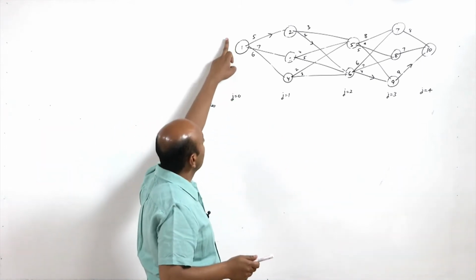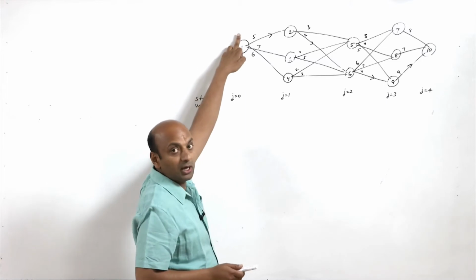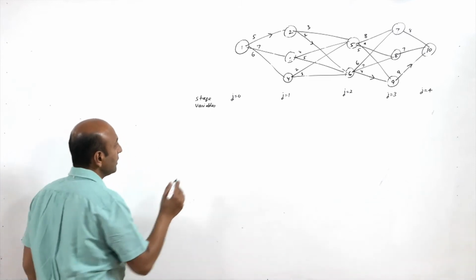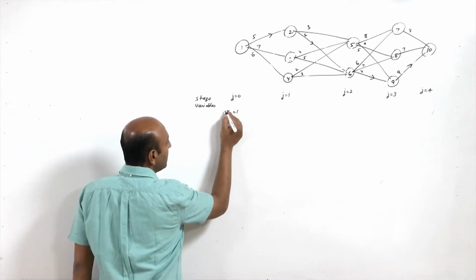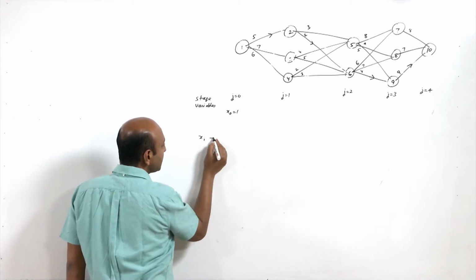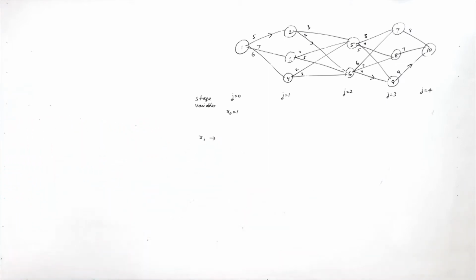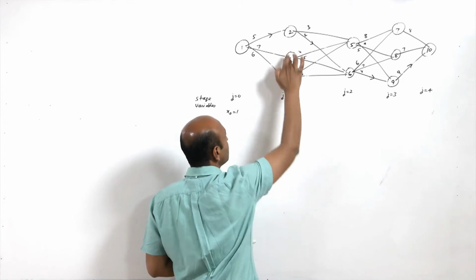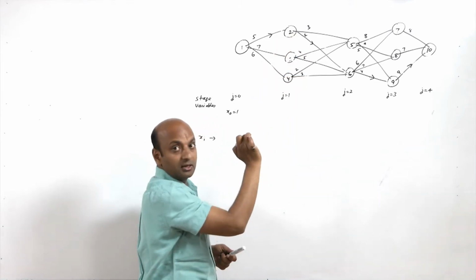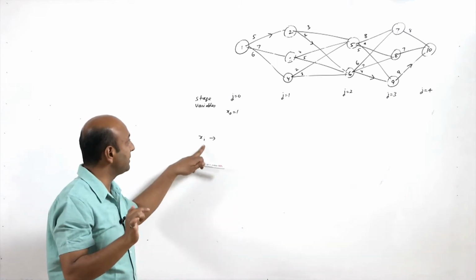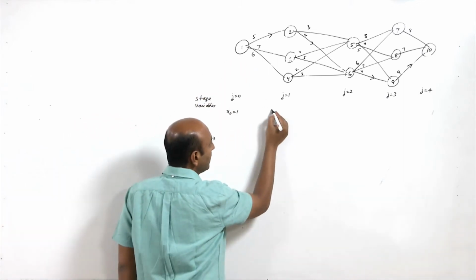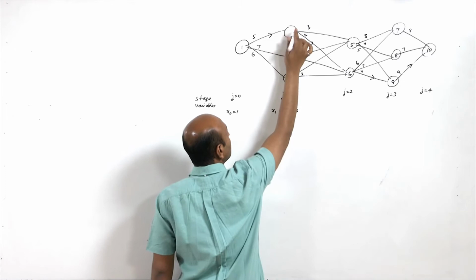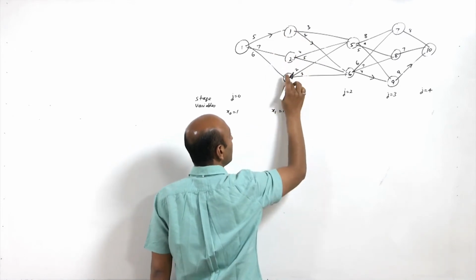In this stage we have only one node, so we call that the state variable. Here x0 is 1. The xi's are nothing but state variables. For the next stage, how many nodes do we have? Three. So we have 3 state variables corresponding to this stage, that is x1, and x1 may be 1, 2 or 3.